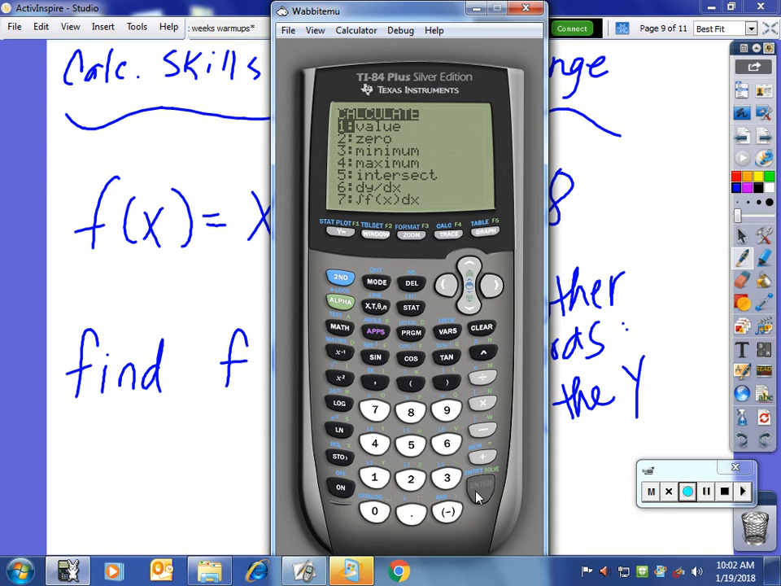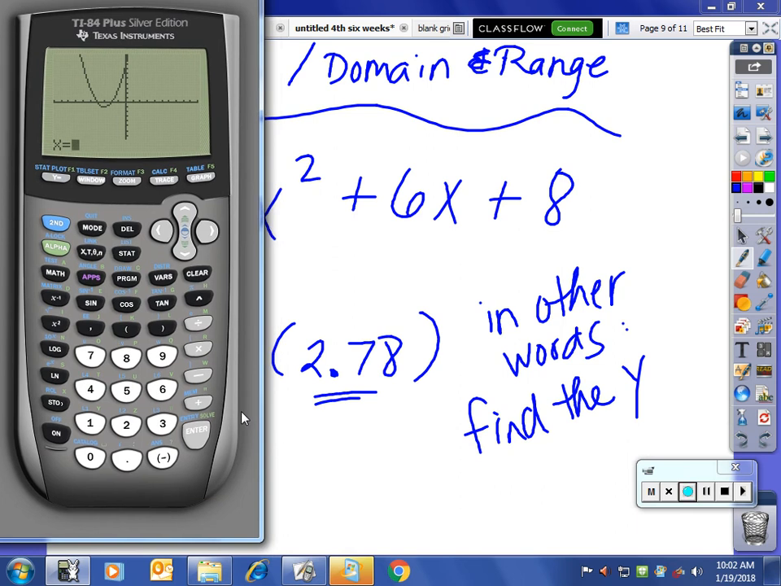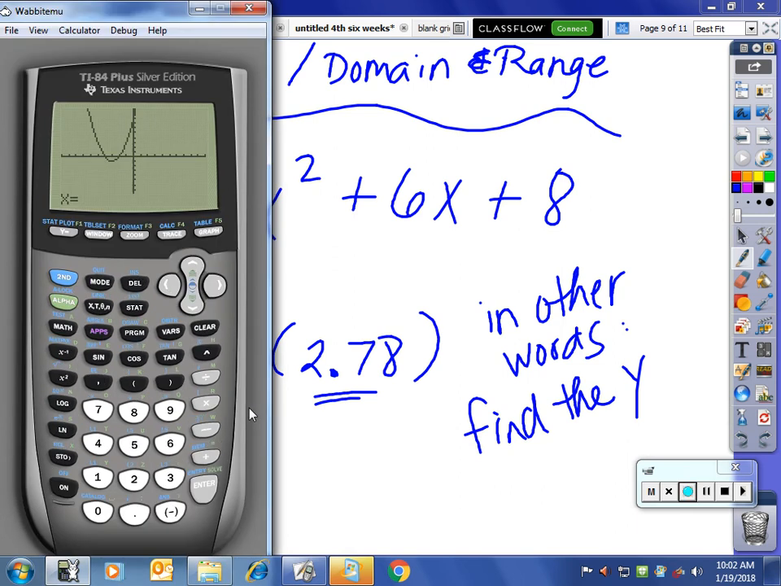Okay, so I hit enter because it's already on value, and look what it's going to do. It's going to pop up x equals, and it's blinking. It's waiting for me to tell it what x equals. So this only works when I know what x equals. Do I know what x equals? Yeah, I know that x equals 2.78, and then I hit enter, and look what it does for me.